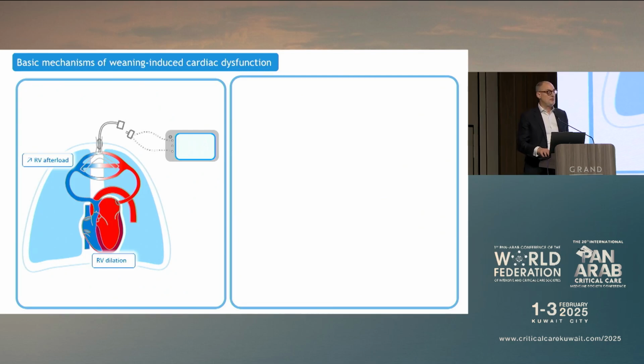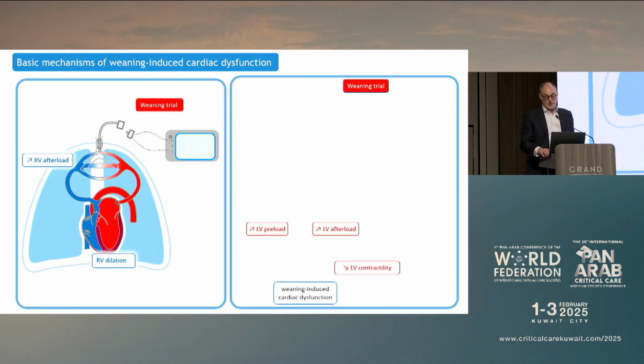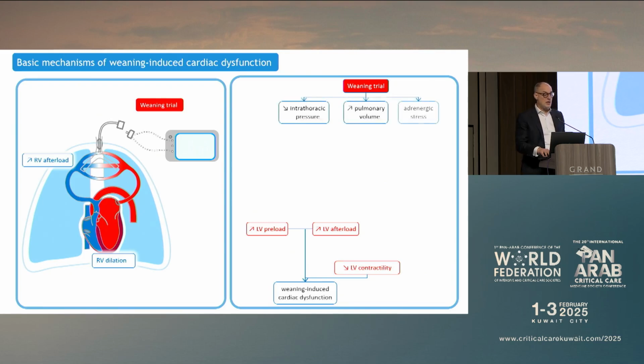In fact, when you disconnect the patient from the ventilator, or when you reduce the degree of lung assistance, for instance, with pressure support and ZEEP or low levels of PEEP, in fact, you may deteriorate the 3 components of the cardiac function, of the LV function: the LV preload, the LV afterload, and sometimes the LV contractility. And basically, this is due to 3 triggering mechanisms.